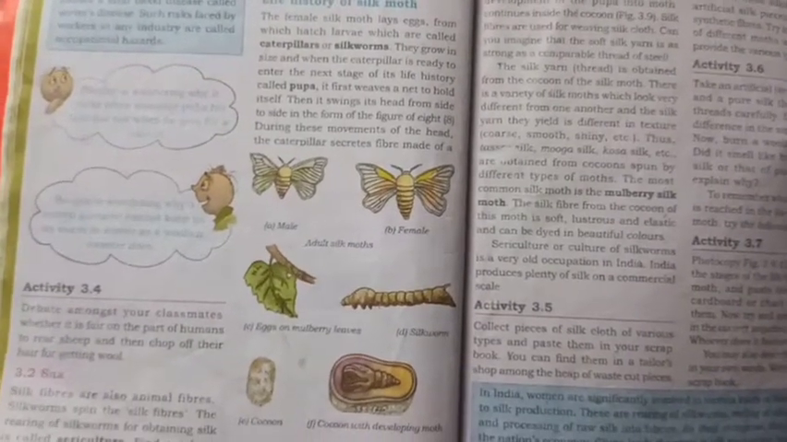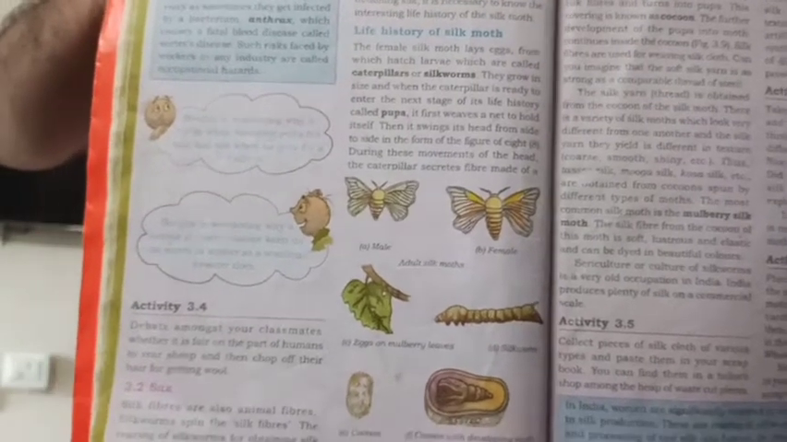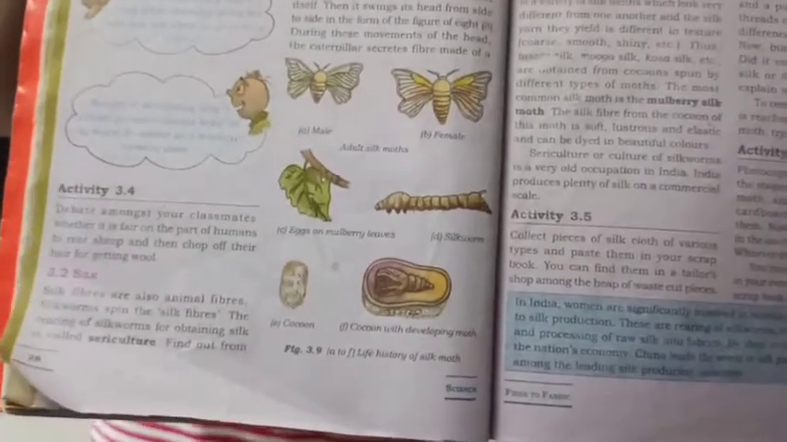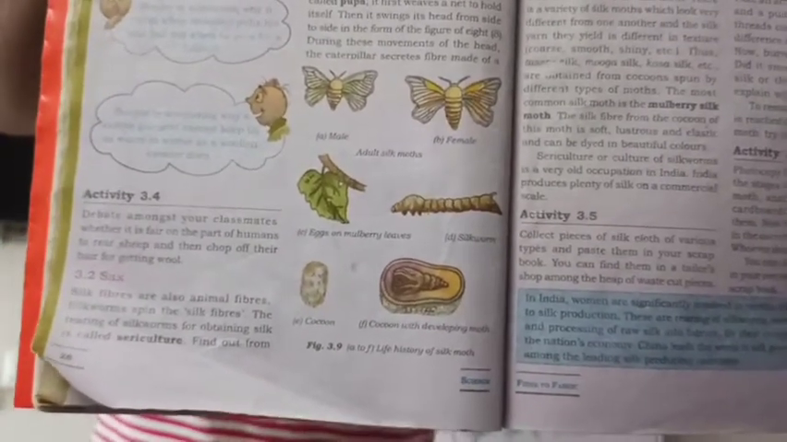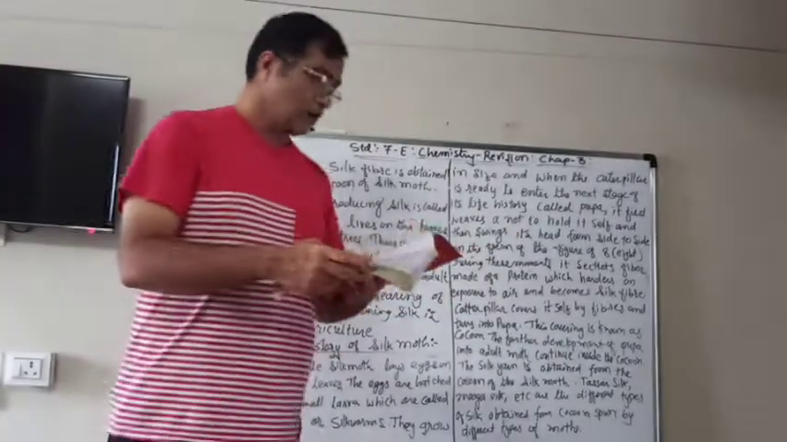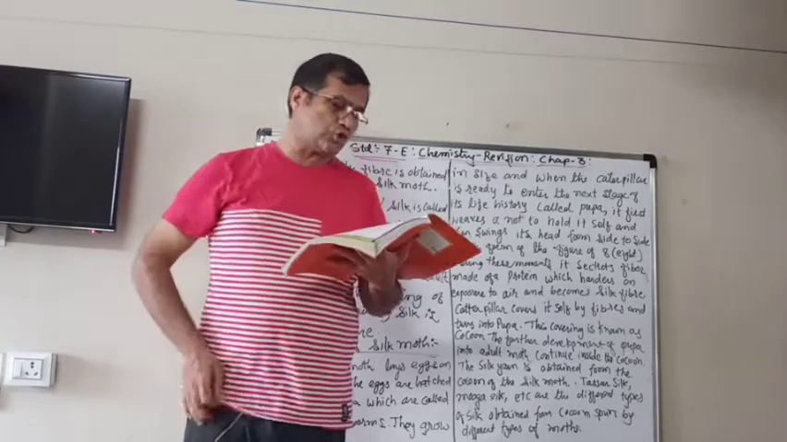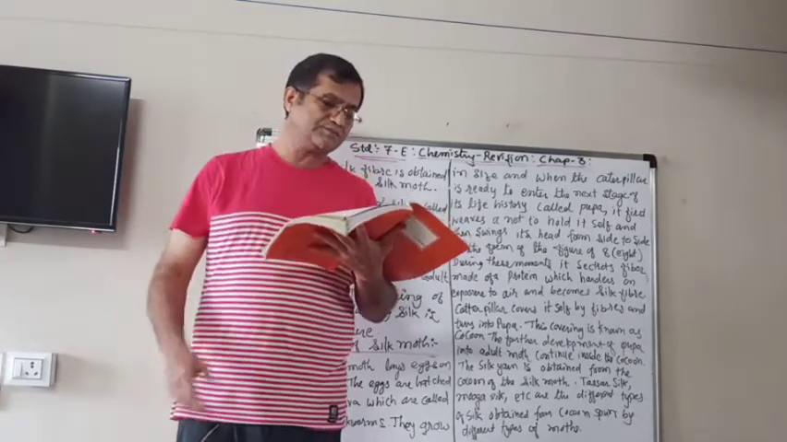You can see the different stages in which there are eggs, then larva coming out, then it starts making pupa, and the cocoon is there, inside which the pupa turns into the adult moth. So the silk yarn is obtained from this cocoon of the silk moth.